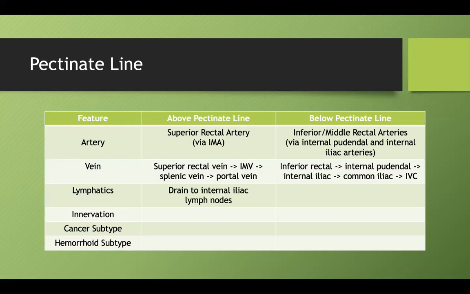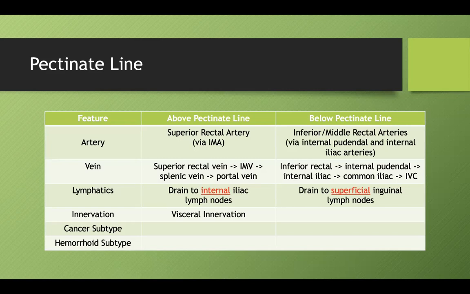So for the lymphatic blood supply, if you're above the pectinate line, you're pretty far away from the surface. So those tissues are going to drain to the internal iliac lymph nodes. On the other hand, if you're below the pectinate line, those regions drain to superficial inguinal lymph nodes. And again, if you think about the name internal versus superficial, it's pretty obvious which of these two sounds like they're closest to the surface. So the superficial lymph nodes, to me, sound closest to the surface.